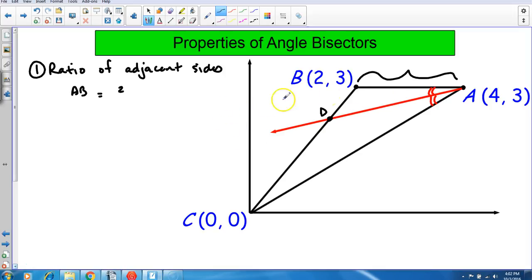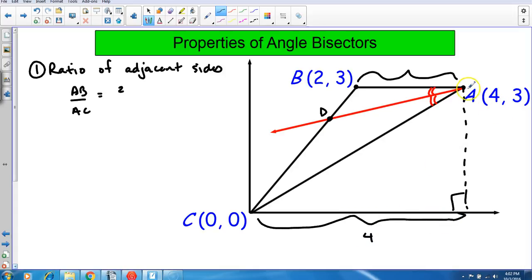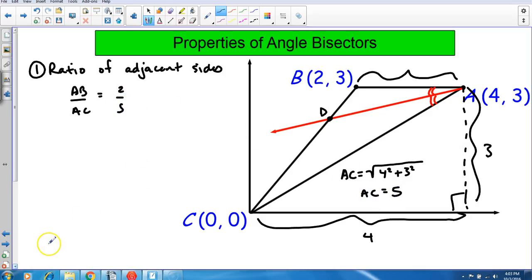All right. The second one that we need to figure out here is AC, and AC is just the hypotenuse. If I drop this line down and create a right triangle here, we know that this side length is going to be 4 and this height is going to be 3. Therefore AC is equal to the square root of 4 squared plus 3 squared. 16 and 9 is 25, so AC is the square root of 25, or just 5. Nice easy lengths for us to start with. So I've got a ratio of adjacent sides of 2 to 5.